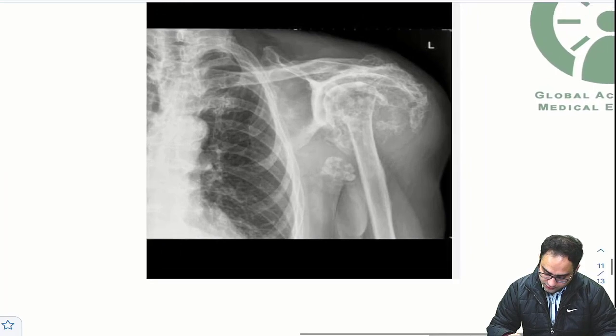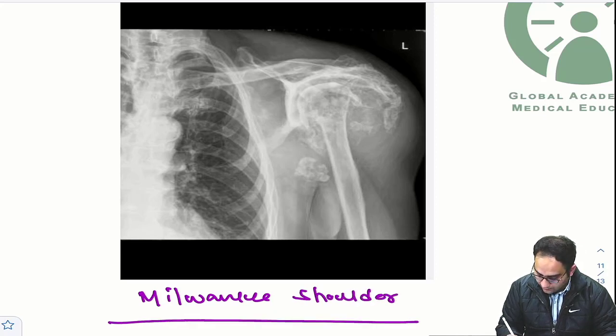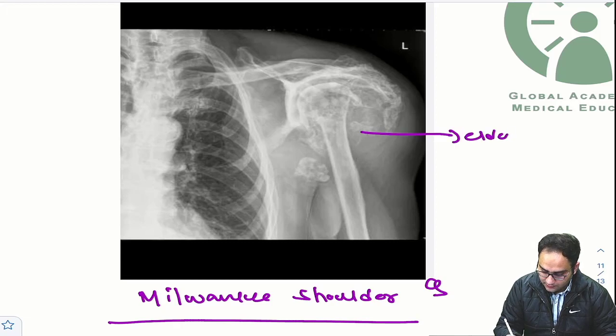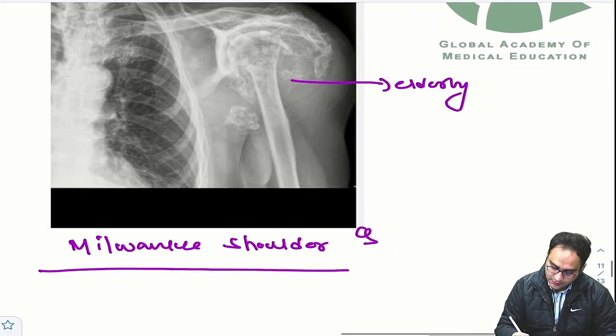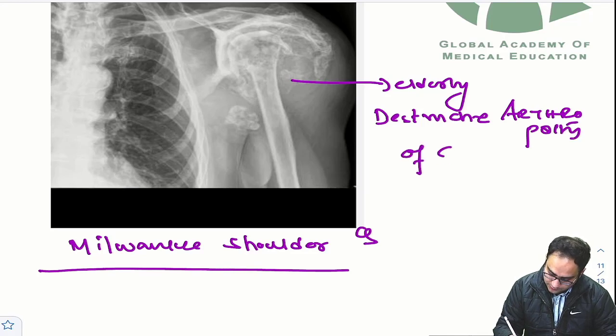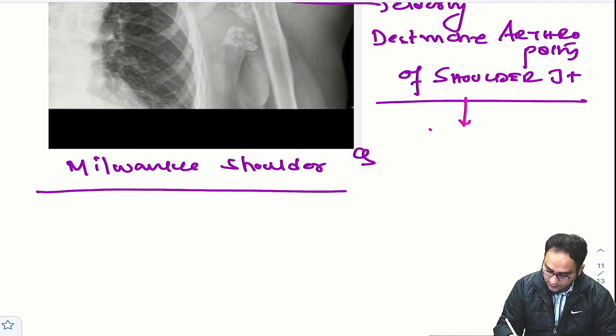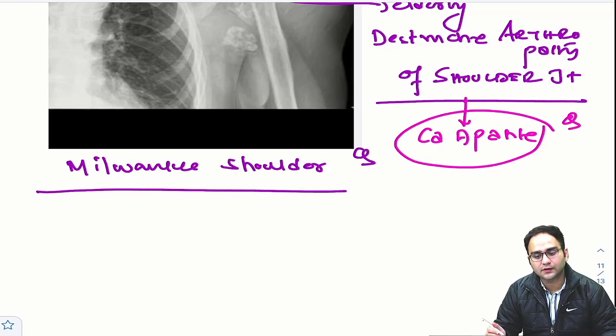Next, another image based question that can be asked. This is known as Milwaukee shoulder. It is seen in elderly and it is a destructive arthropathy of shoulder joint, and you will be asked which crystal is responsible for it. Answer is calcium apatite. Calcium apatite crystal is responsible for a condition known as Milwaukee shoulder.